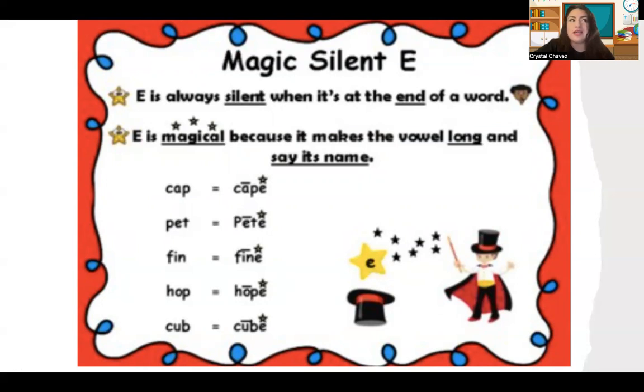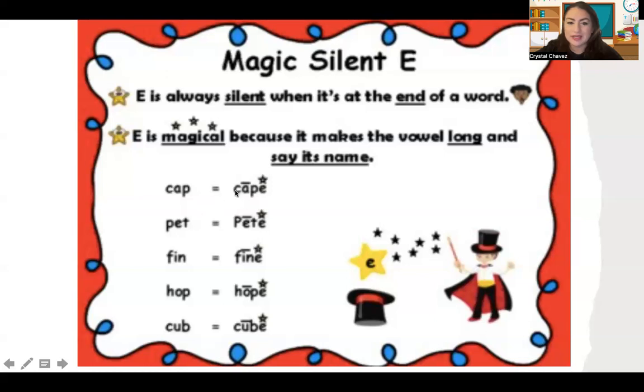All right. Something we've been learning as well is the magic E letter, okay? The magic E sound has no sound, okay? It just makes the vowels say their long sound, their name, okay? This should be a piece of cake for you guys. We have cap, pet, fin, hop, and cub here. But once you see the magic E comes in, it completely changes the word. See if you could figure it out before I say them.